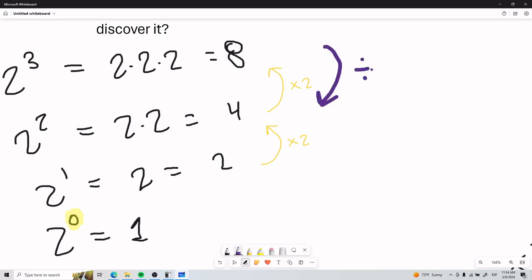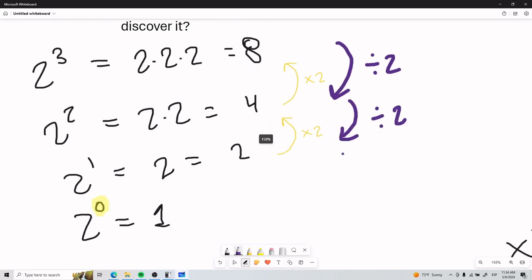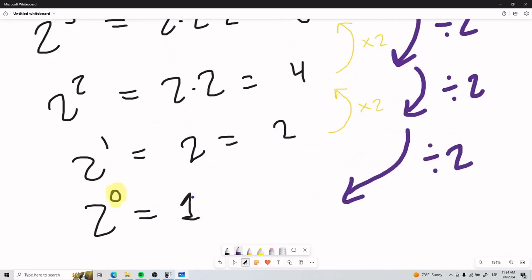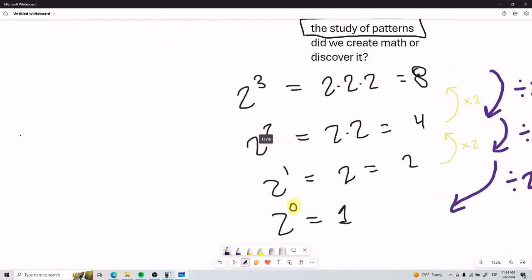8 to 4, divide by 2. 4 to 2, divide by 2. 2 to 1, divide by 2. So 2 divided by 2 gives you 1. And so in any pattern that you discover, eventually you're going to have the same number being divided by itself, which is why it gives you 1.